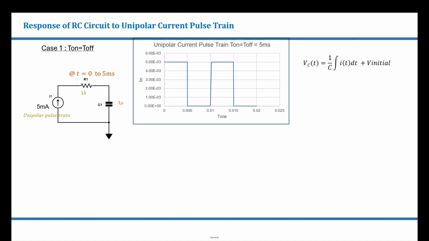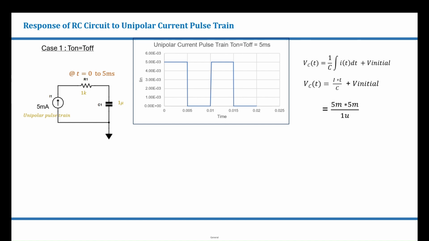Now this is the input current that we are feeding to the RC circuit. Between 0 to 5 milliseconds, the input current is constant 5 milliamps and the capacitor charges linearly, and the charging equation can be given as follows. Vc of t is equal to 1 by C integration I of t dt plus V initial. V initial here between the time period 0 to 5 milliseconds will be 0 because we have considered an uncharged capacitor here.